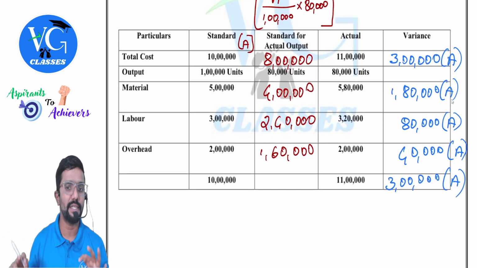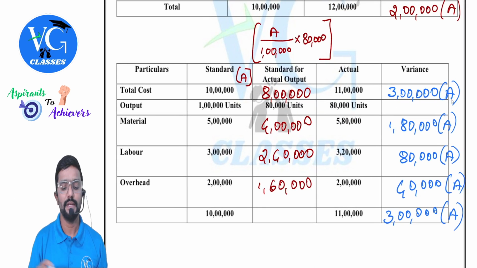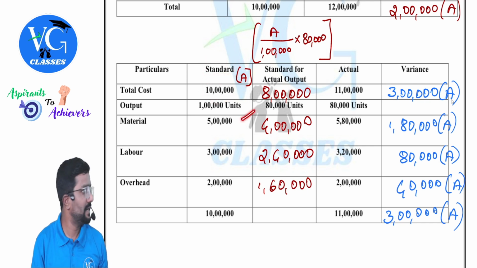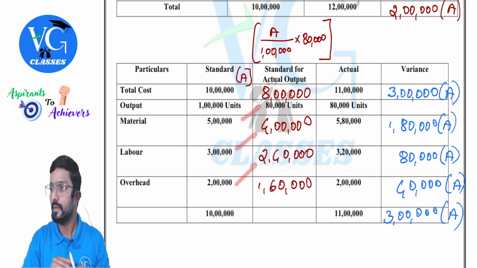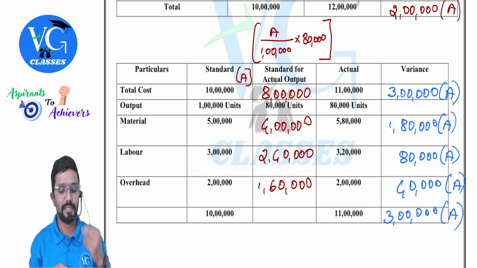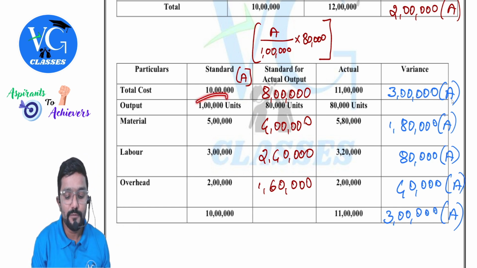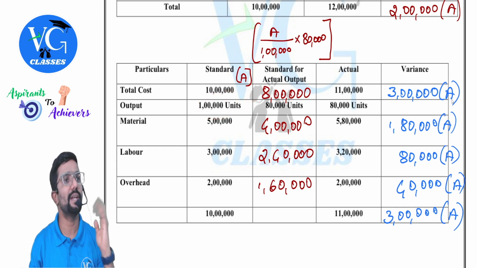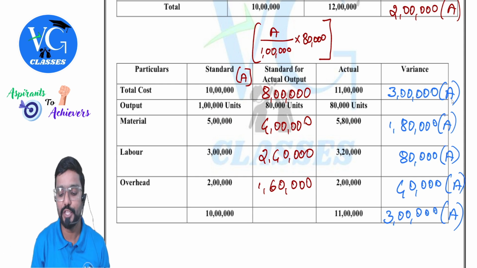Let us go to the next table here. Guys, see, they have given a standard cost. Assume this is like a different case. Standard cost, they have given it as 10 lakh. In that, how much is material, labor, overhead? 5 lakh, 3 lakh, and 2 lakh. Yes, sir. But this was for 1 lakh units. Standard data was given for how many units? 1 lakh units.